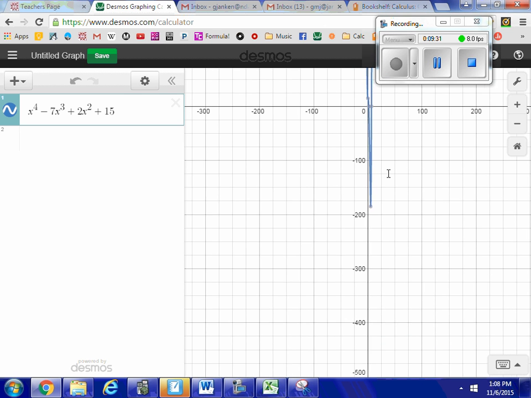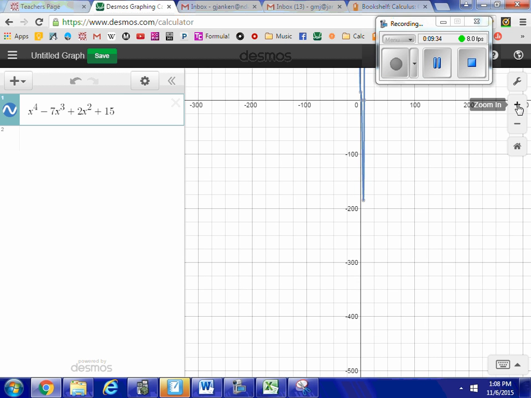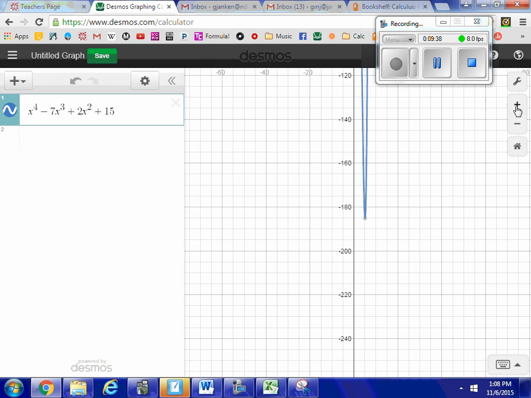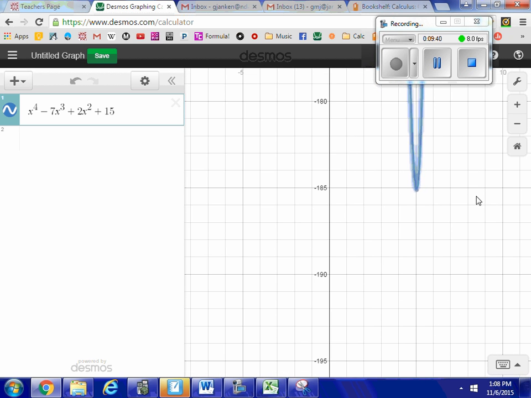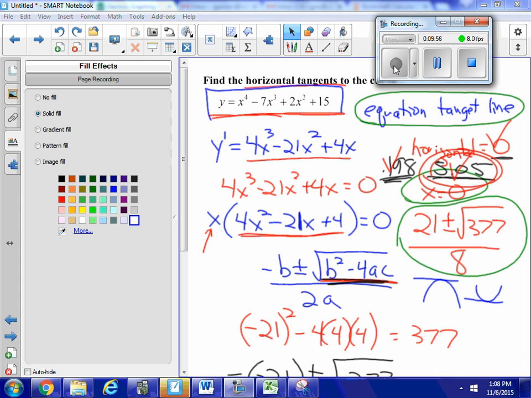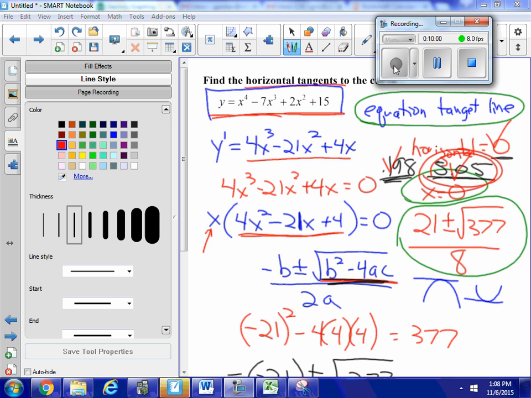So I'm going to bring that up into the middle, and now I'm going to zoom in on it and see what I can find. Well, I'm getting a good look at the point, and if I hover over the point, 5.05, it marks it for me. That is my local minimum. So using the grapher, I've been able to confirm all 3 of my spots that are local minimums or maximums where I have a tangent line that is horizontal.